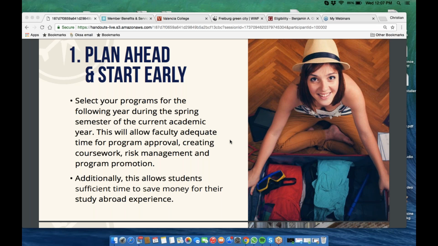So our recommendation, our advice for you is to plan ahead and start early and decide on the programs for the following year, meaning 2019. If you're wanting to take students abroad, we suggest that you try to decide where you would like to take them the next couple months prior to May, and you'll see a big increase just from this one step.